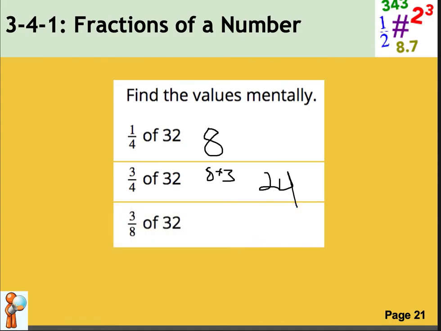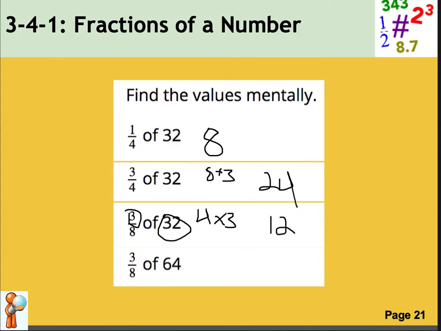All right, pause the video and solve this, and then check your answers. So we have 3/8 of 32. So I'm going to take that 32 and divide it by 8. I'm dividing it into 8. So I have 32 and I'm dividing it into 8. When I do that, I get 4. Now I need to multiply that 4 by 3. And I get 12.